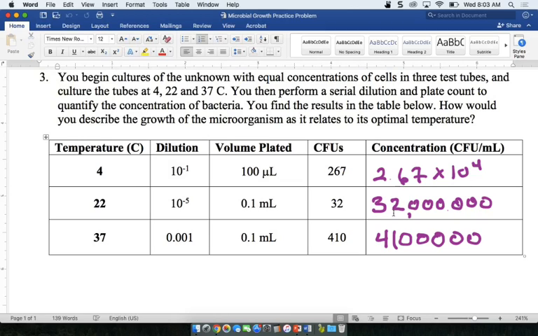Given these results here, how would you classify the organism? In other words, under what temperature does it grow best? And then how do we use that to characterize it?